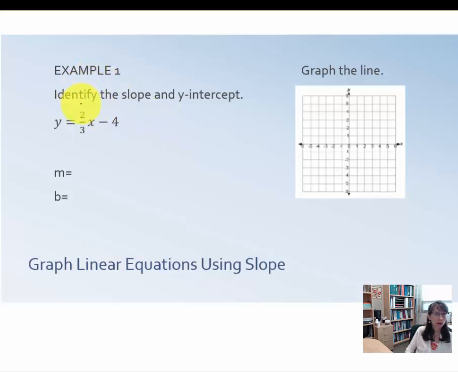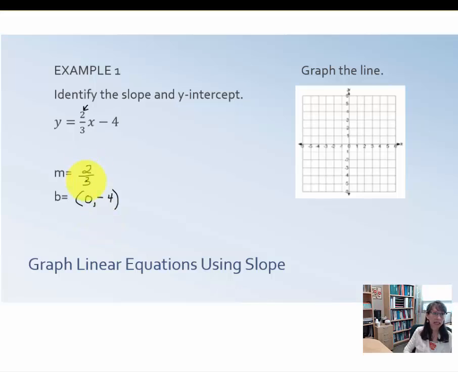For example 1, we're going to identify the slope and the y-intercept first of all. So given y equals 2/3 x minus 4, m is the slope. So that would be just the fraction 2/3. It's positive 2/3. The y-intercept is negative 4. And we want to write that as the ordered pair (0, -4).